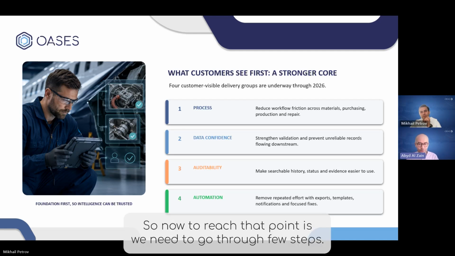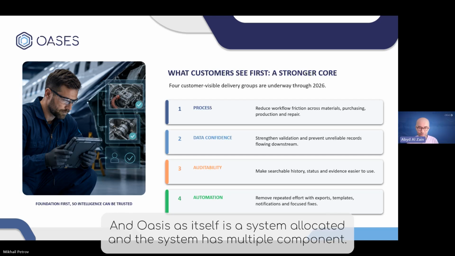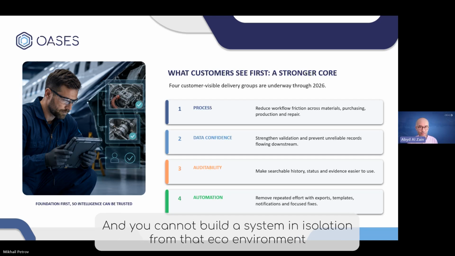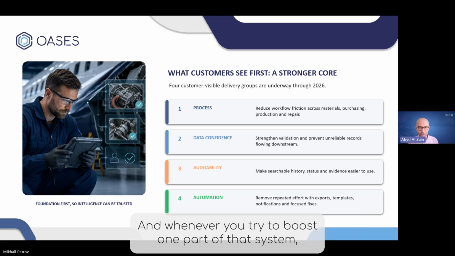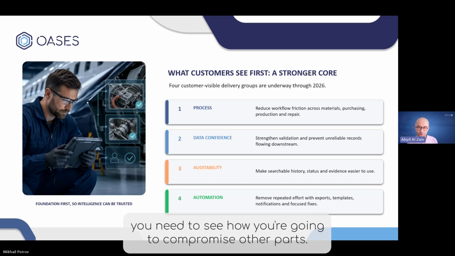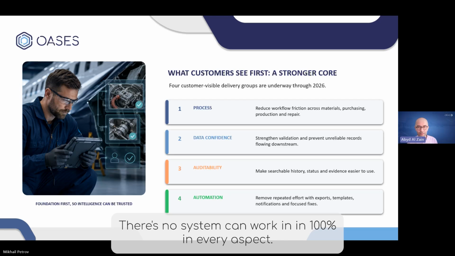So now, to reach that point, we need to go through a few steps. OASES itself is a system, I look at it, and the system has multiple components, and you cannot build a system in isolation from the eco-environment where it's happening. And whenever you try to boost one part of that system, you need to see how you're going to compromise another part. There's no system that can work at 100% in every aspect.